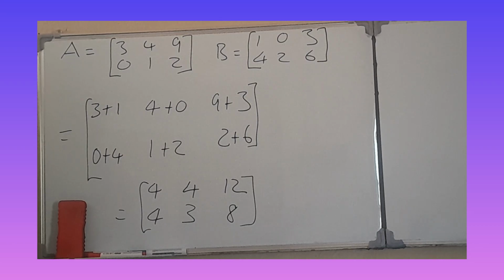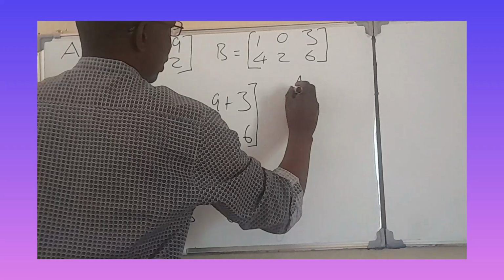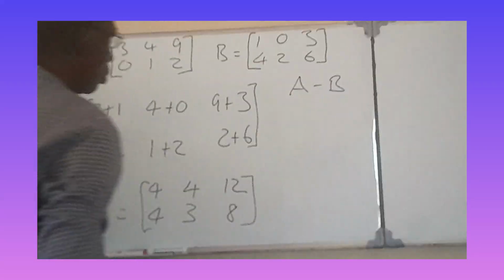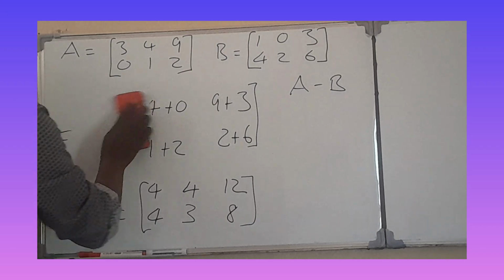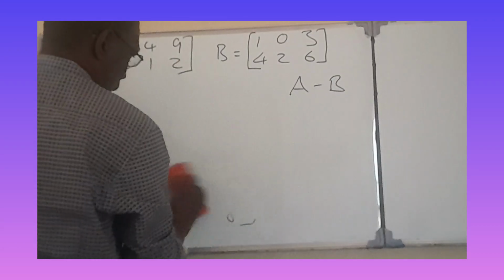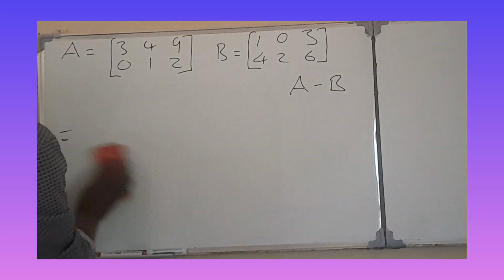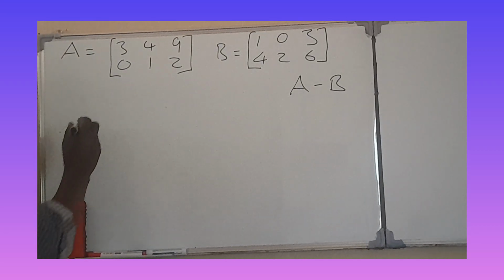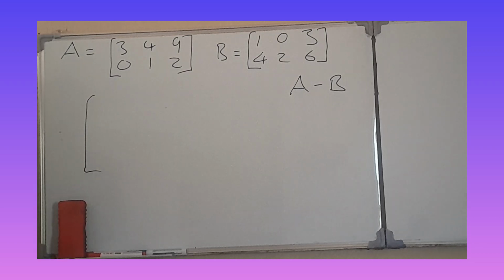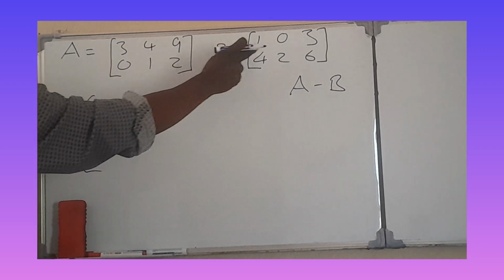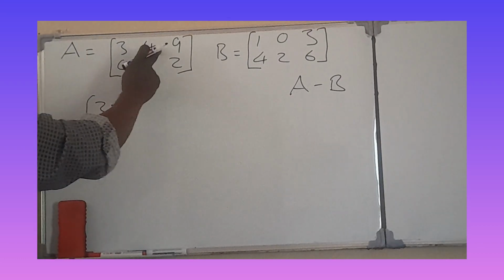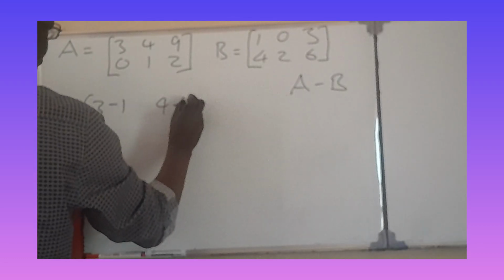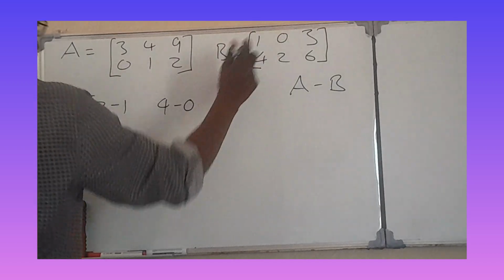What about A minus B? Let us find the difference of A minus B. It's exactly the same principle, except that we are subtracting. We still have to subtract corresponding elements of each matrix. So here is our big matrix, which will be the difference. So 3, we must subtract 1. So we have 3 minus 1. 4 minus 0. 4 minus 0 here. 9 minus 3.